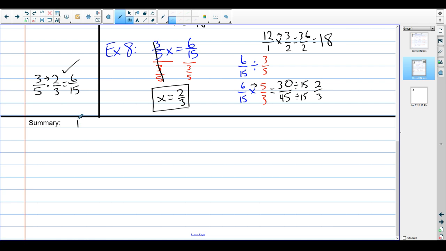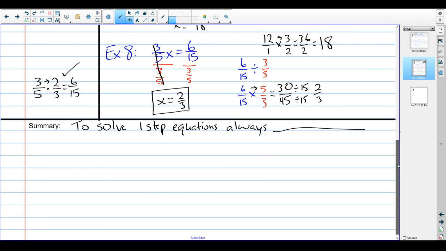And then our summary, we can say to solve one-step equations, always do the opposite of something, and then you fill in the something. Alright, and that's it. That took a little bit longer than usual, 18 minutes, but we got a lot of good practice in. Any questions? If not, we're all done here.